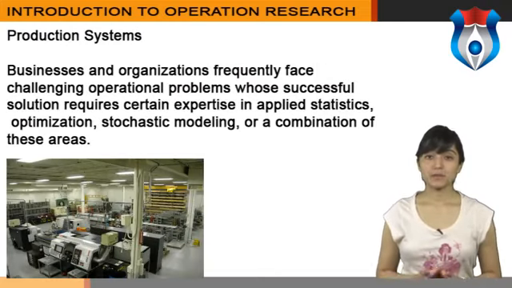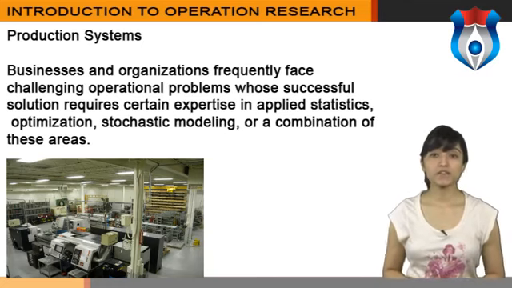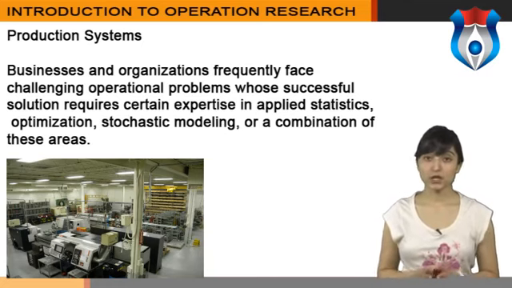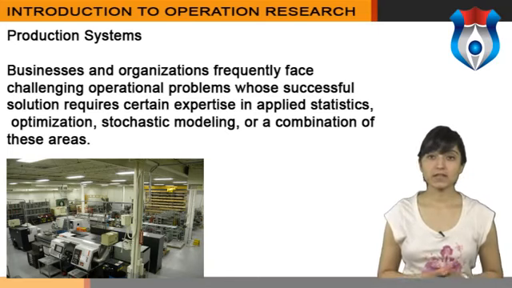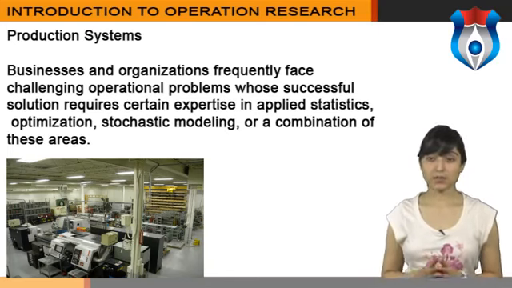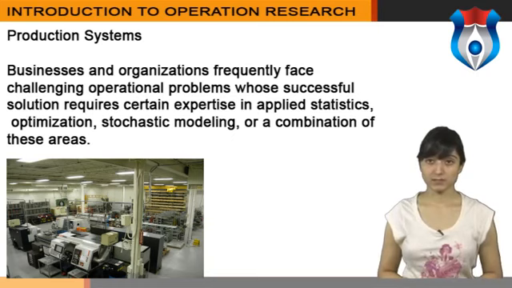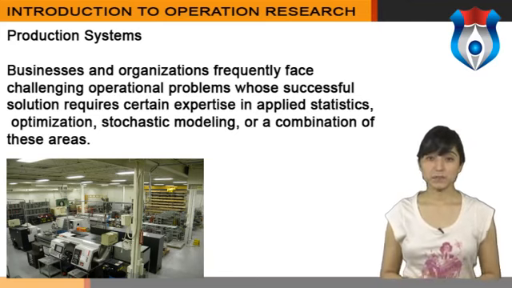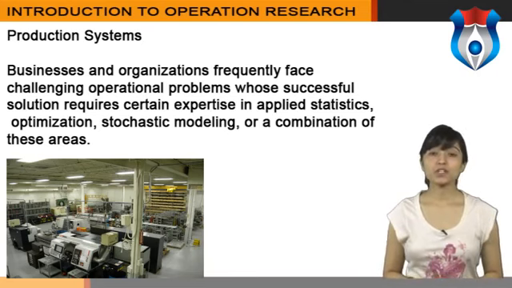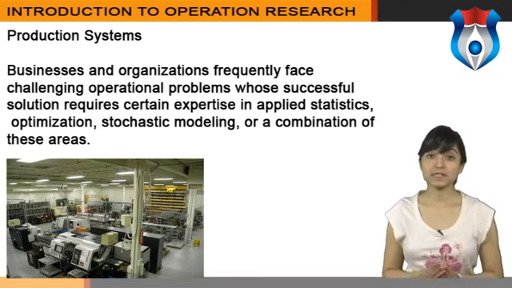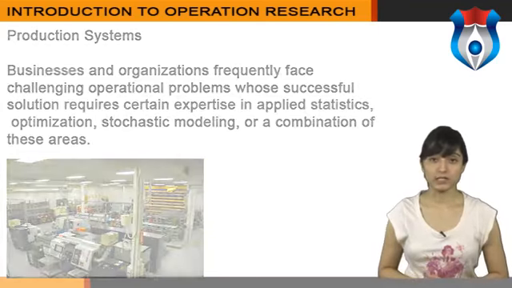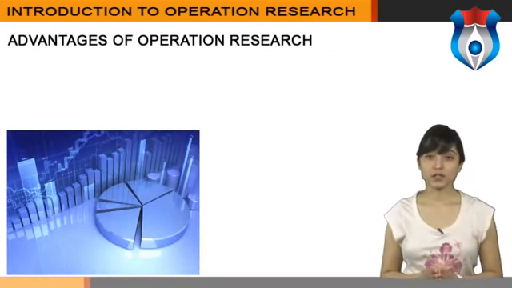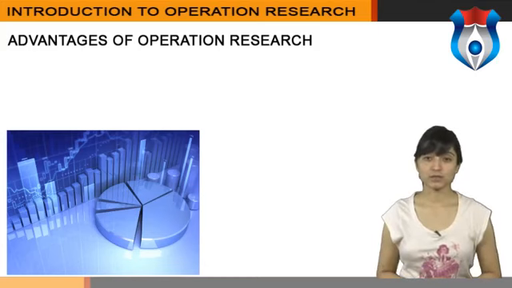Production systems. Businesses and organizations frequently face challenging operational problems whose successful solution requires certain expertise in applied statistics, optimization, stochastic modeling, or a combination of these areas. To illustrate, a company may need to design a sampling plan in order to meet specific quality control objectives. In a manufacturing environment, operations that compete for the same resources must be scheduled in a way that deadlines are not violated. These are some important advantages of operation research.